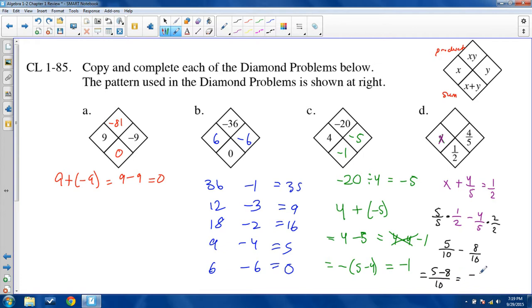5 minus 8 is -3. So your final answer there is -3/10 for X. That's what that X value was. You had to do a little bit of work there.